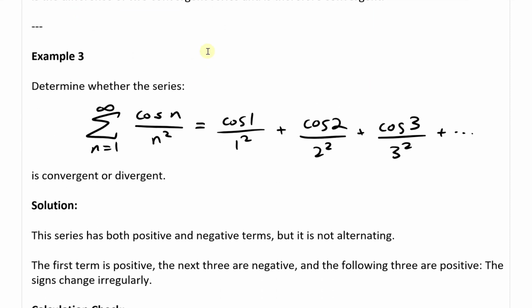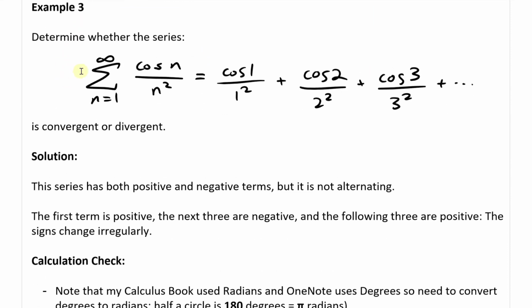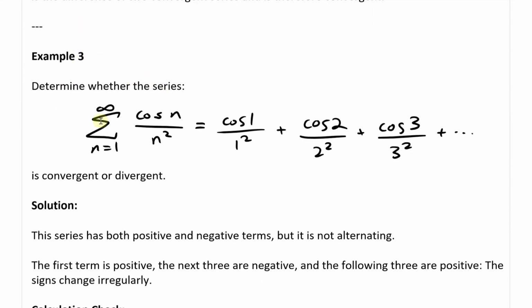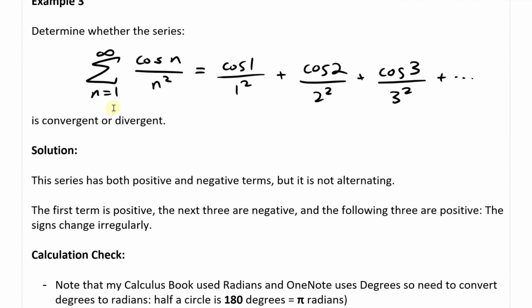So now let's look at another example, example 3. It states: determine whether the series, the summation from n equals 1 to infinity of cosine of n divided by n squared, which equals cosine 1 over 1 squared plus cosine 2 over 2 squared plus cosine 3 over 3 squared plus dot dot dot, is convergent or divergent. Alright, so let's look at the solution.